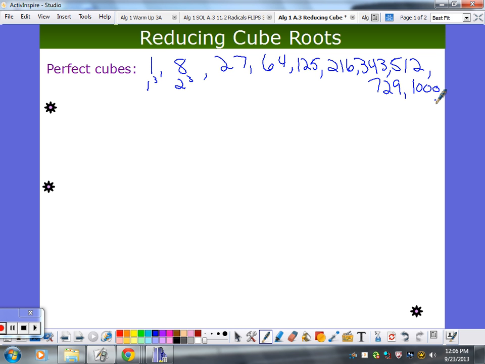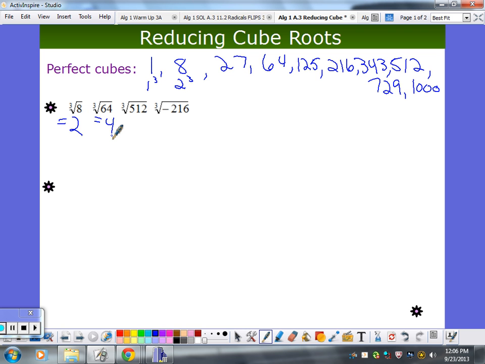So we have a different list now. We're not working with perfect squares, we're working with perfect cubes. But the process is the same. So I'm looking at these. I've got the cube root of 8 here. What is the cube root of 8? 2. Because look, it's in my list. So 8 is a perfect cube. 1, 2. What's the cube root of 64? 1, 2, 3, 4. It's 4.